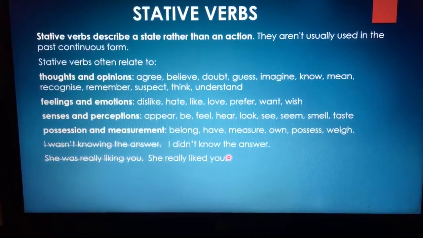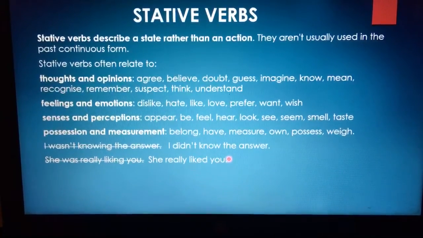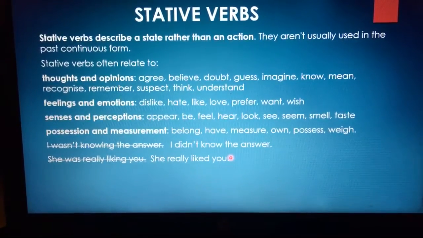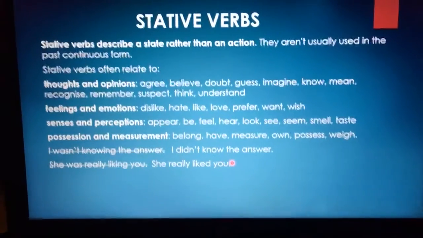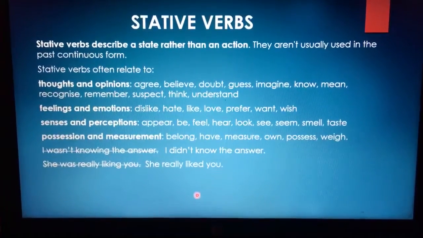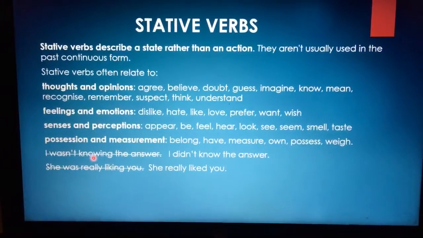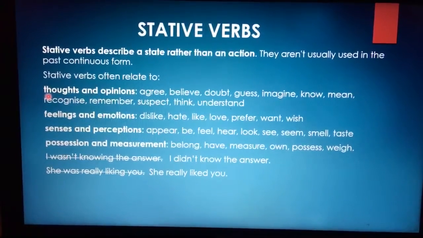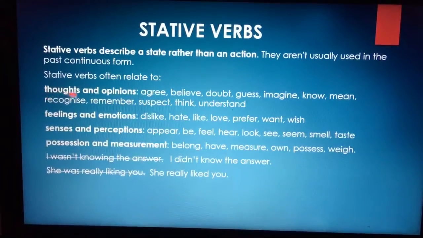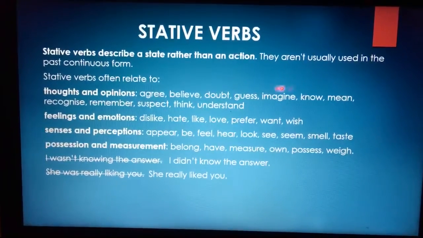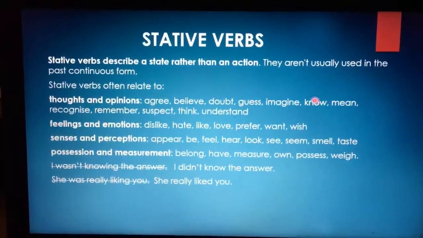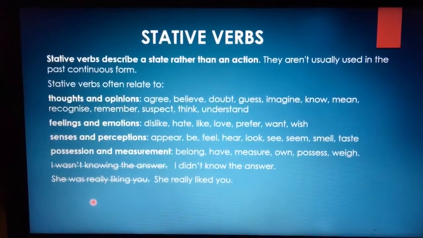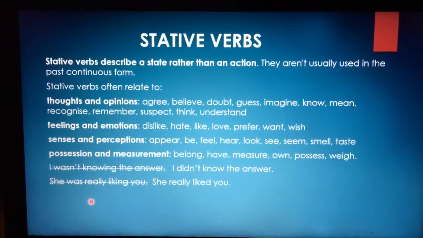And the last group are verbs that relate to possession and measurement, such as belong, have, measure, own, possess, weight. And we have a couple examples here. Knowing, this verb falls within the category of thoughts and opinions. Know. Knowing is related to our thoughts, and we cannot use this verb in the past continuous.